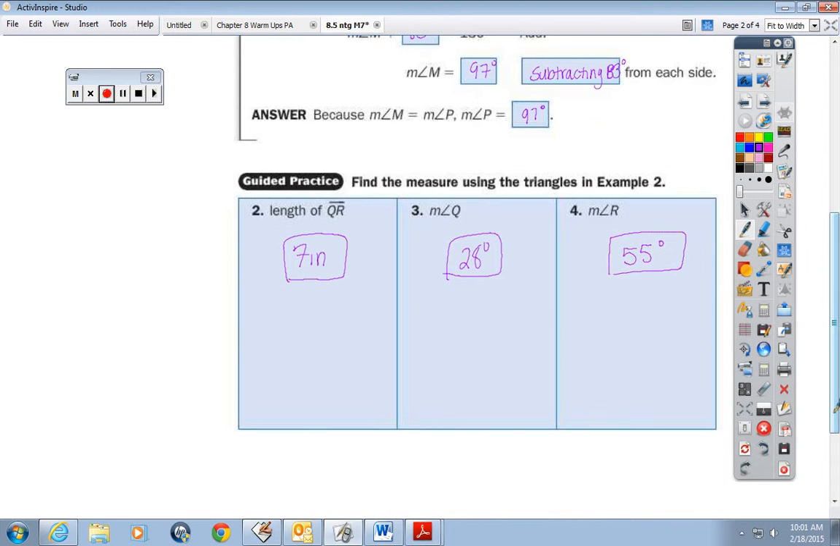Going to go to the last page, second to last page. Okay, so there's 4 pages here. And I'm going to talk about the 3 different kinds of corresponding triangles. Okay, so we have the SSS, which is the side, side, side.